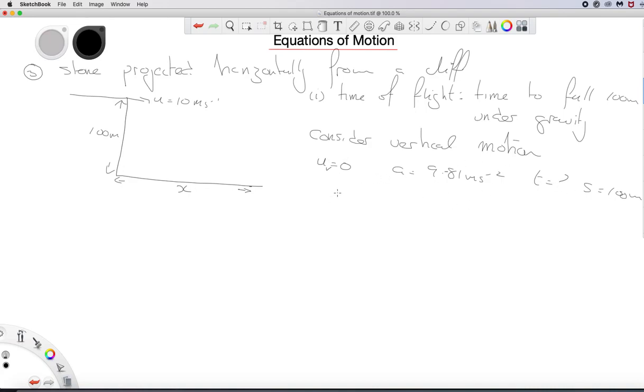But let's say then S equals ut plus a half at squared. We've got 100, u is 0, plus a half by 9.81 by t squared, which gives us t to be 4.5 seconds.